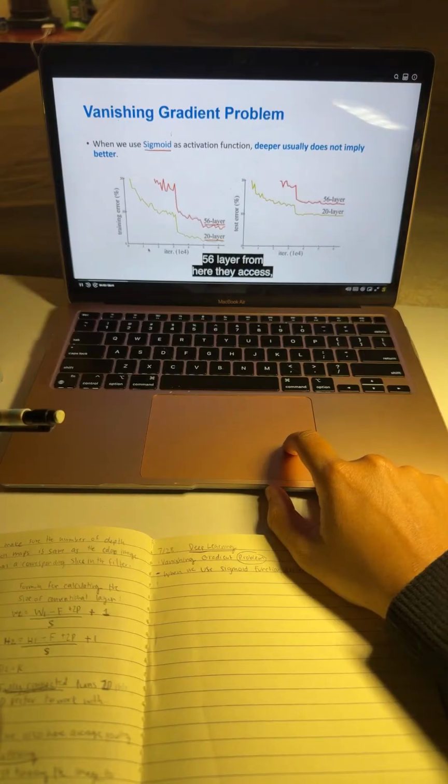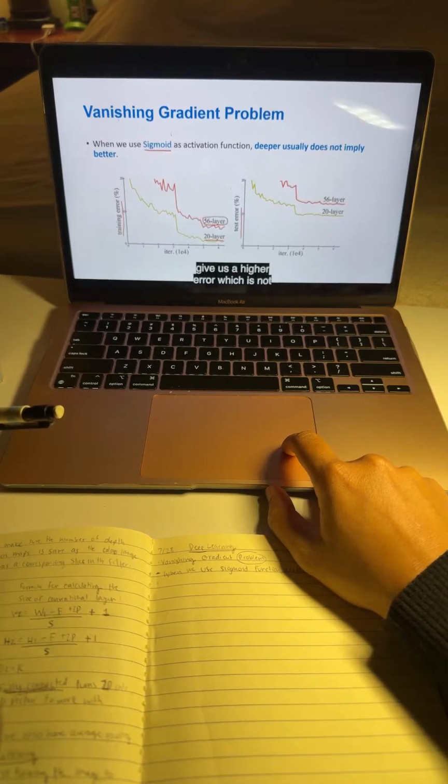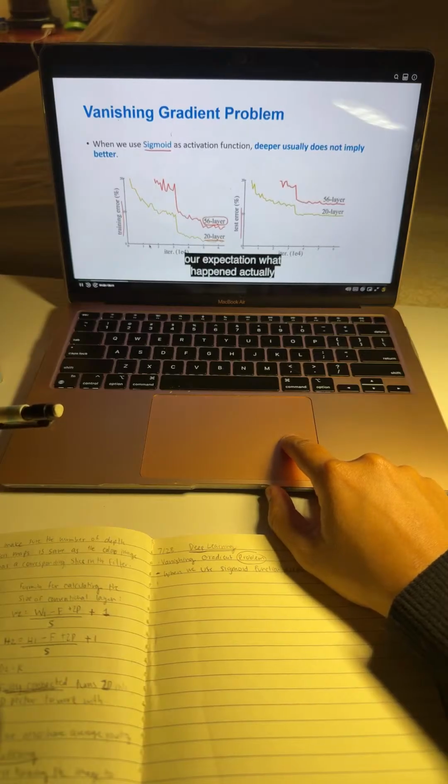So from here, the y-axis one is the training error and another is the testing error. You might find that it seems the deeper neural net will give us a higher error, which is not our expectation.